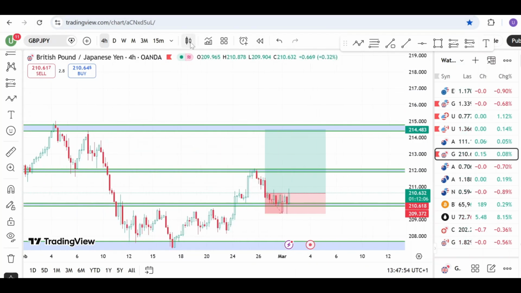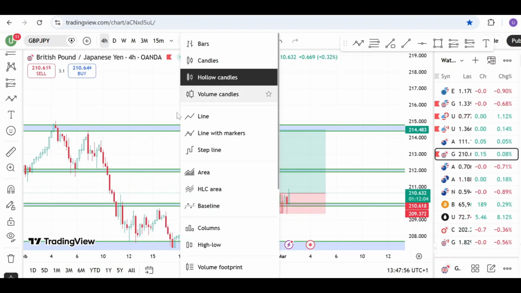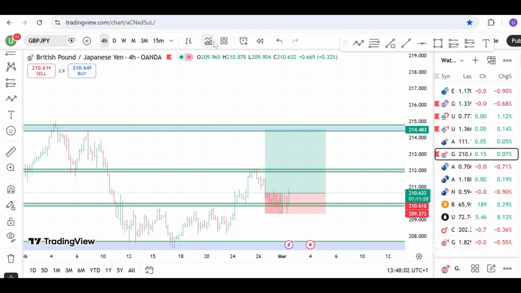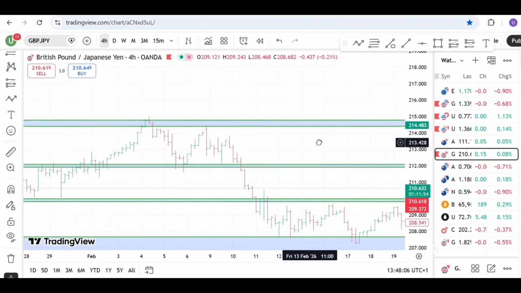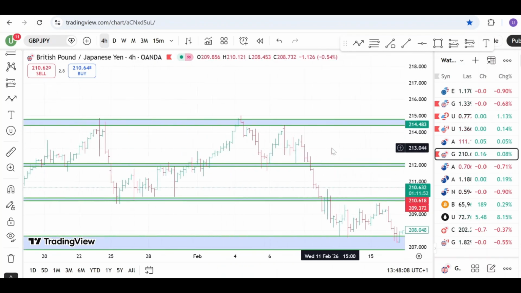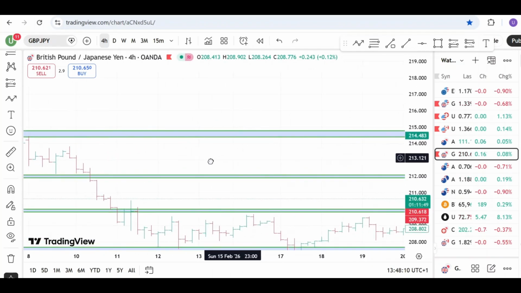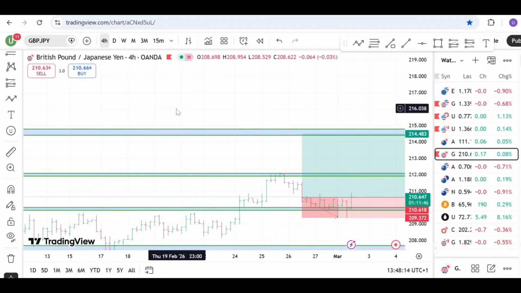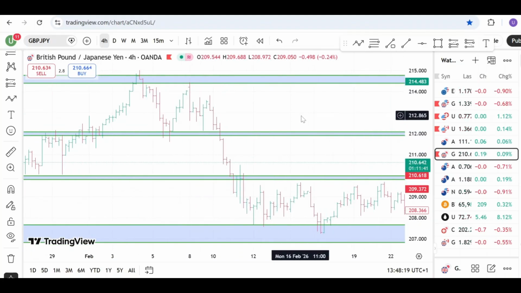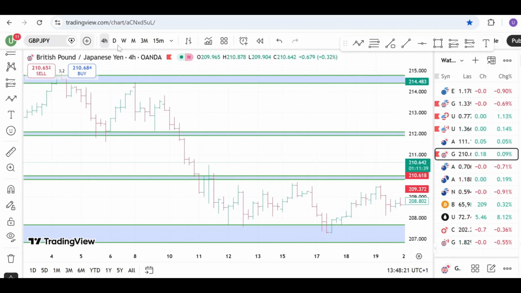Also, you can click back here and you can even choose the bar chart. You see it's not clear. That's why the most widely used chart is the candlestick chart, which is very clear. This is another type of chart.